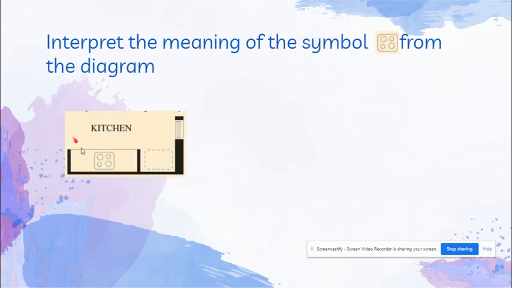Next one, interpret the meaning of that symbol from the diagram. Most of you probably know that that is the cooktop, the stove, the oven. You could say something like that. Okay. And then we go to the next one.